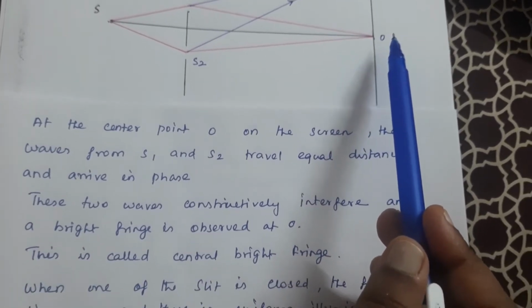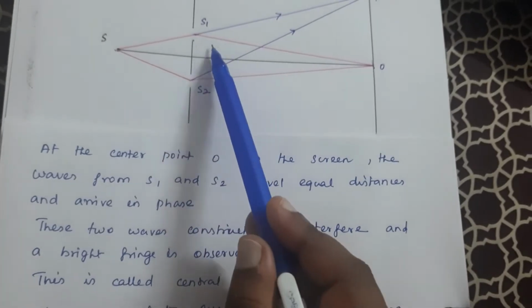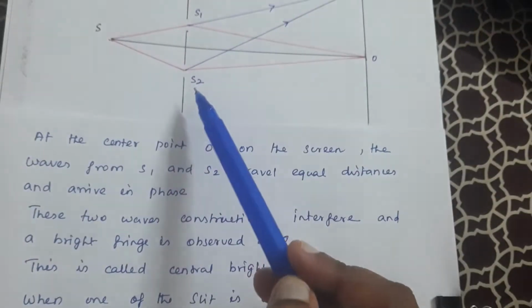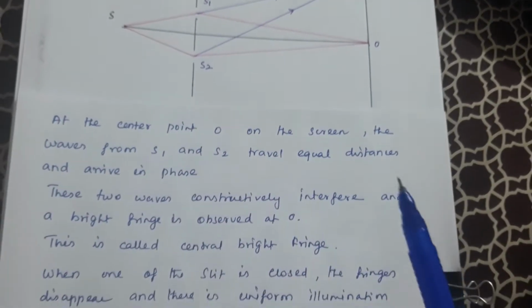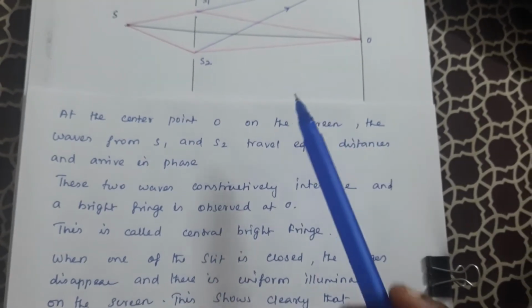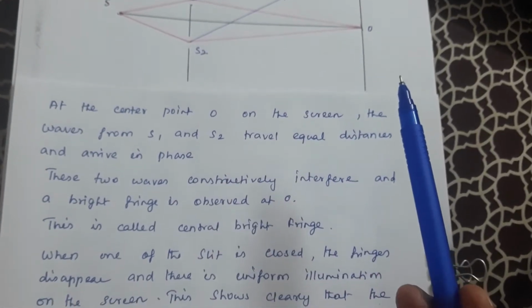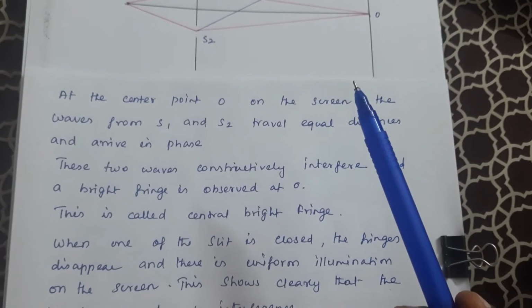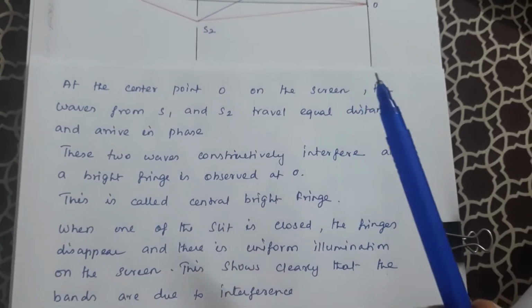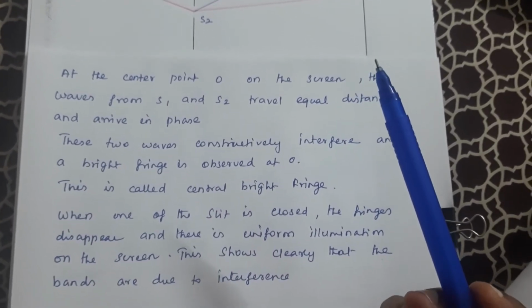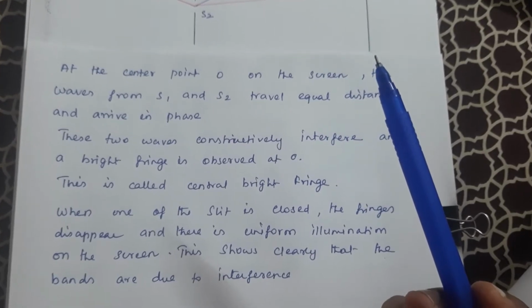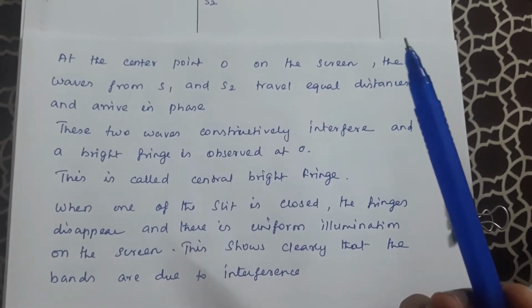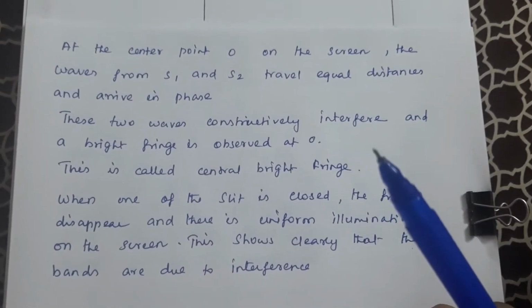Central bright fringe. Now, out of the two slits, if one of the slits is closed, then the fringes will disappear. You won't see any fringes, and there is uniform illumination on the screen. So this shows clearly that the bands are due to what? Interference. The bands are due to interference.